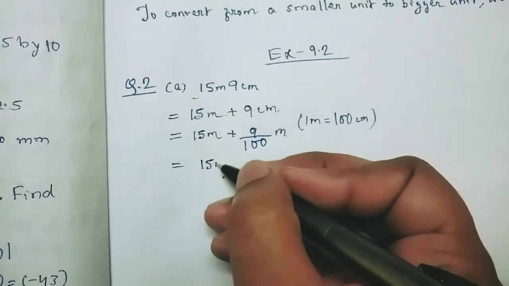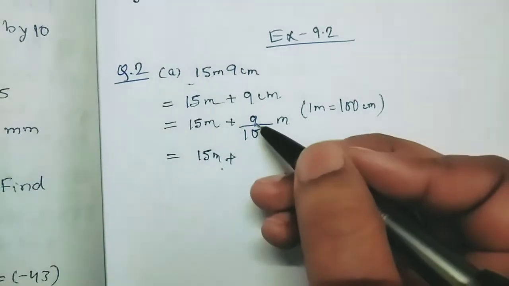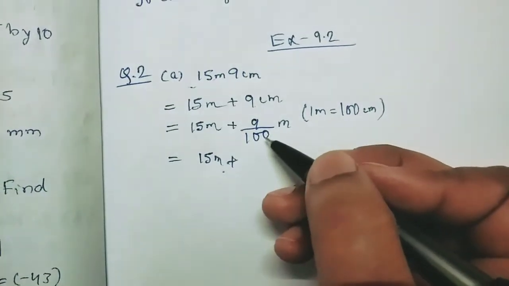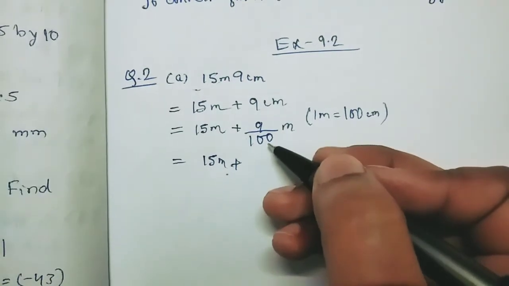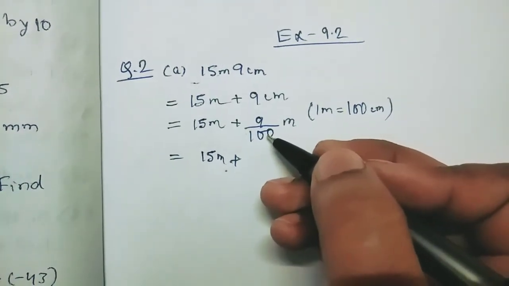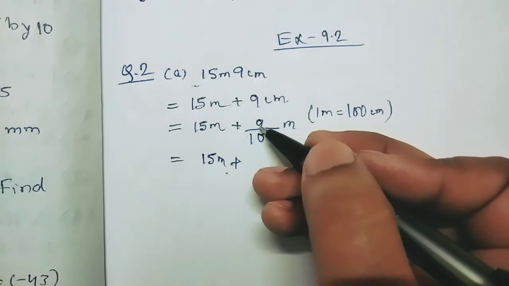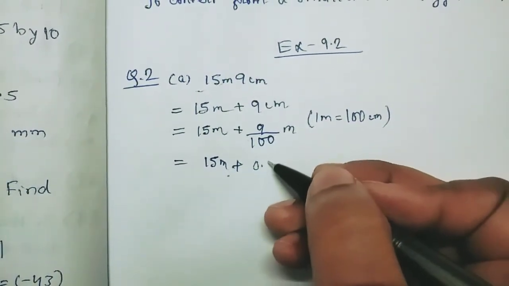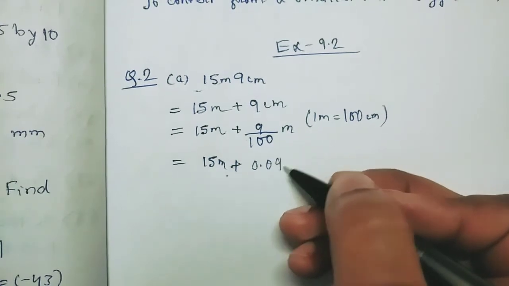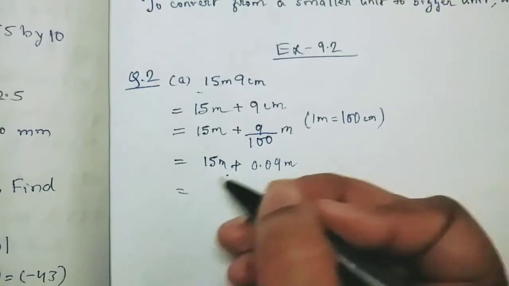Now 15 meter plus 9 by 100. 9 by 100 is what? Now I will convert this into a decimal point. So there are two zeros in the denominator. That means the point will come before two digits. So you already know how to convert this. So 0.09 meter. Okay, now both the things are in meter.